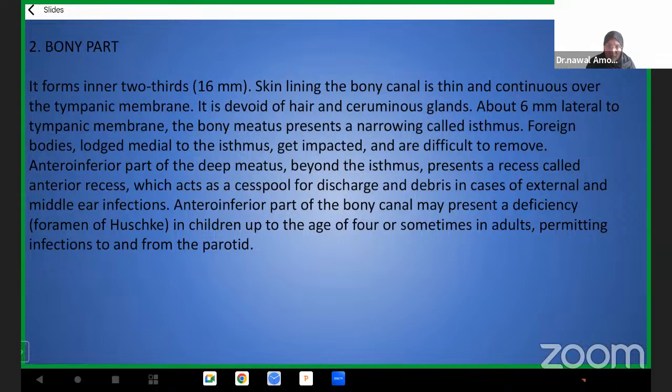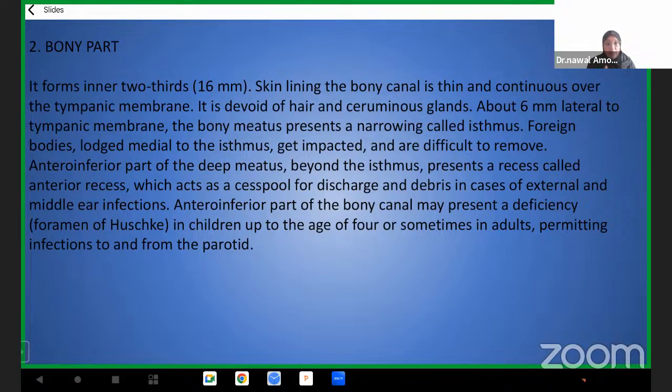Coming to the bony part, it is 16 mm. Skin lines the bony canal and it is thin. The cartilaginous part is thick, the bony part is thin. The bony part covers over the tympanic membrane. It does not have hair or any form of gland. Foreign bodies lodged medial to the isthmus get impacted and are therefore difficult to remove. So if a foreign body gets inside the bony canal, it becomes very difficult to remove.